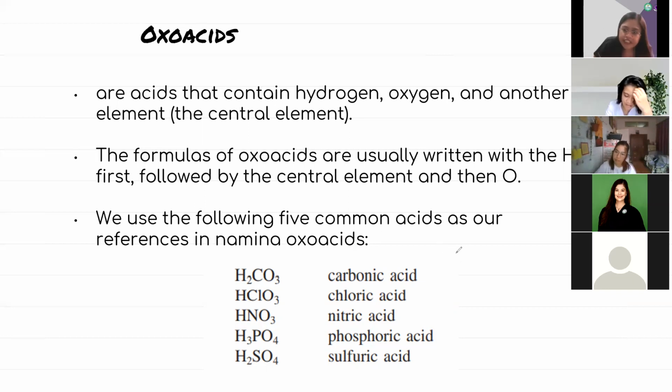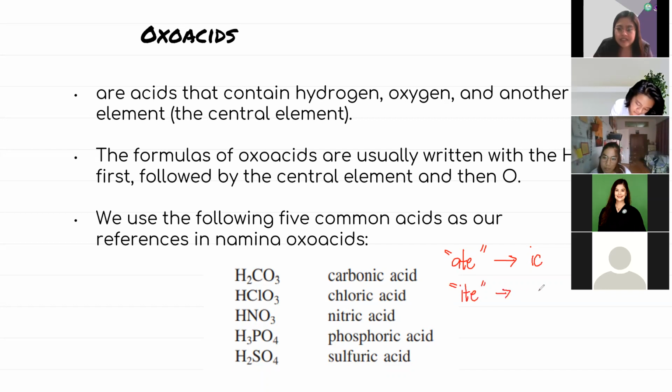Ganito ang partnering natin. Meron tayong polyatomic ions na nag-end sa ATE. When we name them sa acids, instead of the ending na ATE, we will use IC for the acid. Okay? And then, ang partner naman ng ITE is OUS. So, ano ang ibig sabihin ko dito?